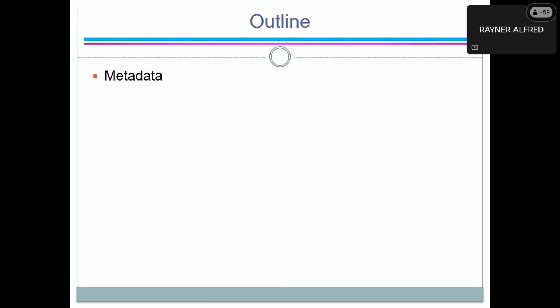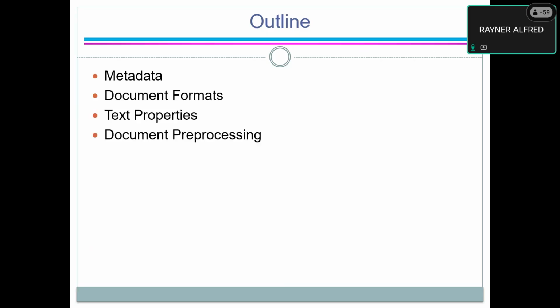So the outline will be: we look into the metadata, which is the information about our data, and also the format of the document, and text properties and document pre-processing. So these are the 4 main topics that we will cover today.